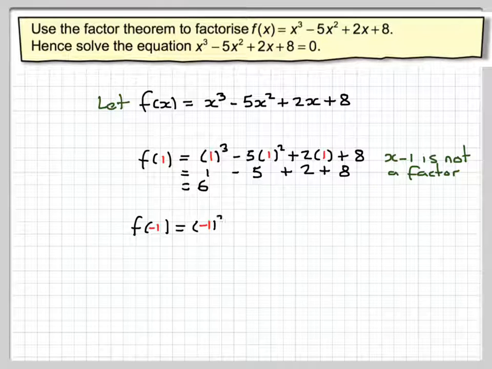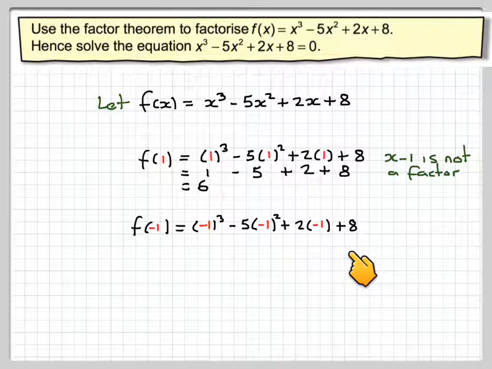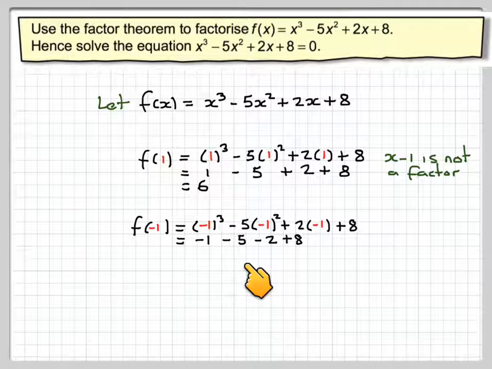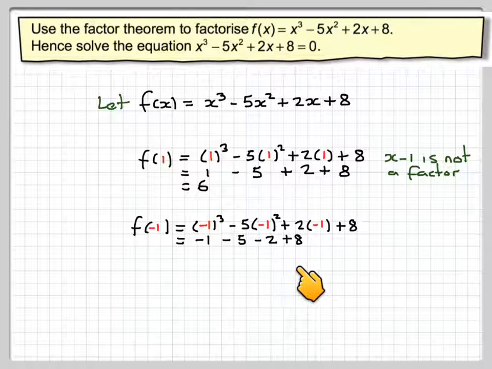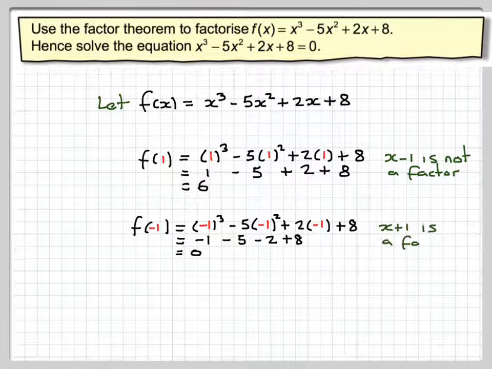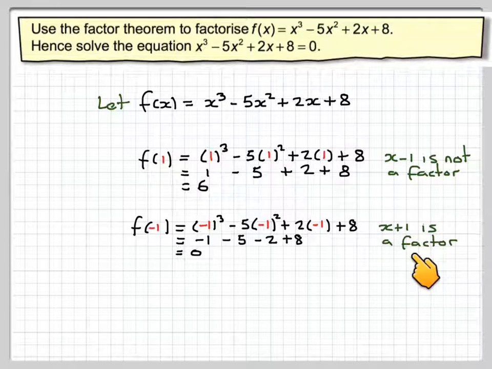Let's try f of minus 1. So that's minus 1 cubed minus 5 times minus 1 squared plus 2 times minus 1 plus 8. You have to be careful because it's minus 1. Minus 1 cubed is minus 1. Minus 1 squared is 1. 1 times minus 5 is minus 5. 2 times minus 1 is minus 2, and we've got 8. And if we do minus 1 minus 5 minus 2 plus 8, we get 0. That means that x minus minus 1, which is x plus 1, is a factor of this.